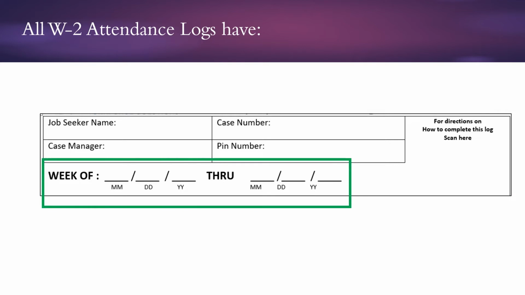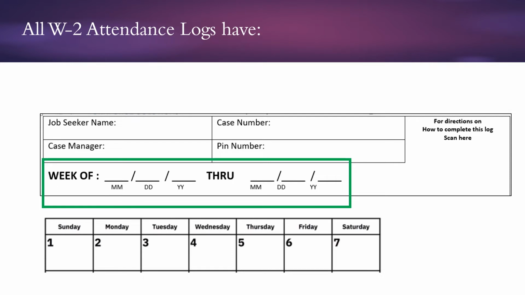And the final component in the top section is dates. The W-2 week runs from Sunday to Saturday. You may complete your activities Monday through Friday or any combination of days in a given calendar week. Your log should include the dates in which activities were completed.